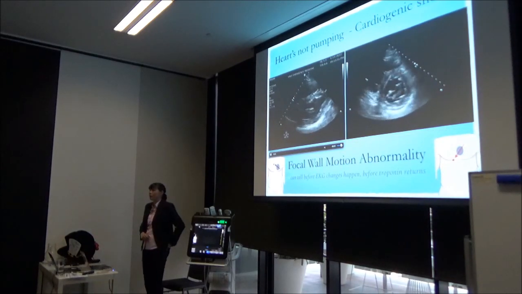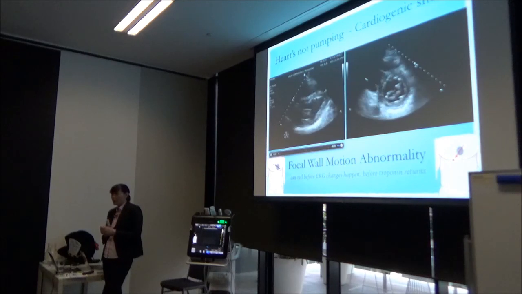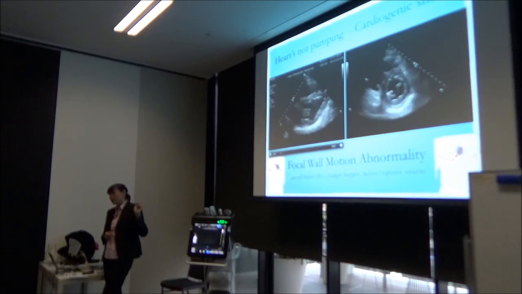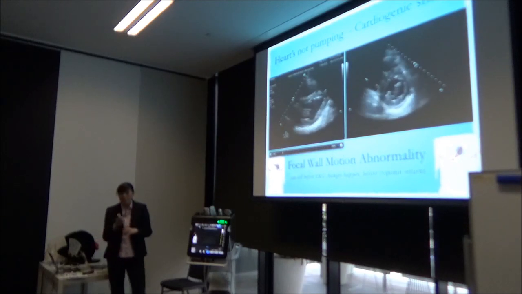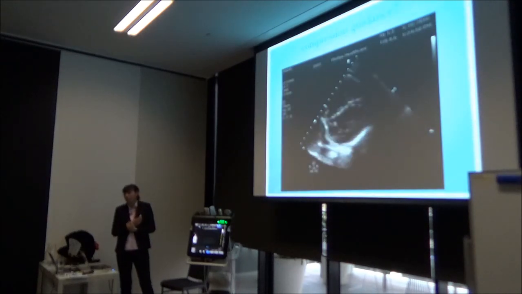These can happen before you get EKG changes, and can happen before your troponin comes back. And so what we've done in our system is if we see focal wall motion abnormalities, we activate the cath lab, and they will prioritize that person. They will trust what we say, in case we get multiple STEMIs at once, they will take that person first. Any questions so far?